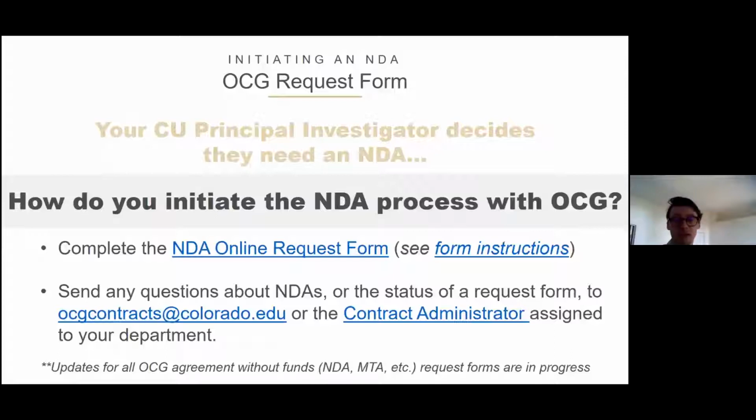And for everyone's awareness, OCG has been working on updating the request form and migrating its editing access to OCG. So there is an updated form in the works for all agreement types that will be released publicly within this year.